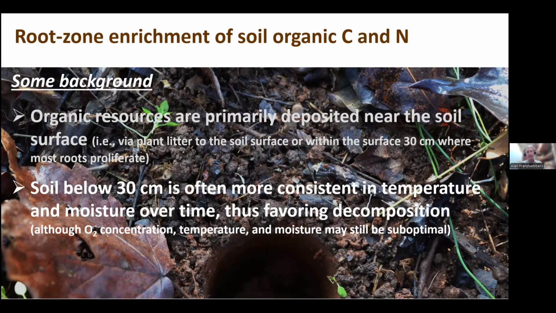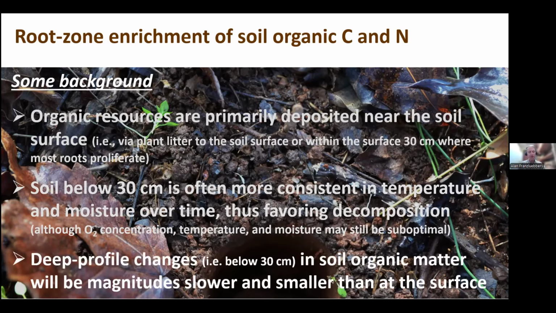And so there are these conditions that we need to be aware of. Deep profile changes, that is below 30 centimeters in soil organic matter, will be magnitudes slower and smaller than at the surface. And so we can expect that perhaps over decades, centuries, we could possibly change organic matter deeper in the profile, but it depends if we're going to then apply carbon below there, because if we're not applying it, even deep rooted crops aren't applying much carbon deep in the profile. Plus, that carbon is being decomposed, and soil organic carbon and total nitrogen are a function of both input and the respiration that decomposes it.